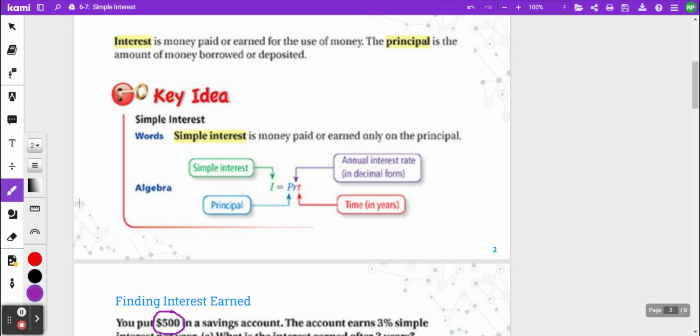Okay, to recap, interest is money paid or earned for the use of money. Principal is the initial amount of money that is borrowed or deposited. And to solve these types of problems, we would use the equation I is equal to P times R times T, where I is the amount of interest, P is the principal, R is the interest rate in decimal form, and T is the time in years.